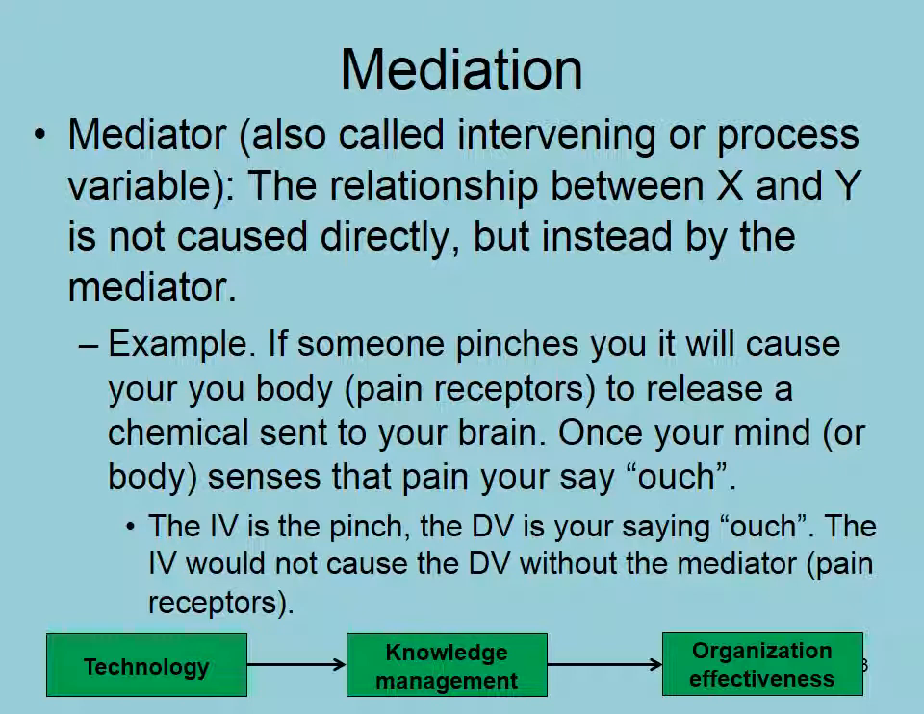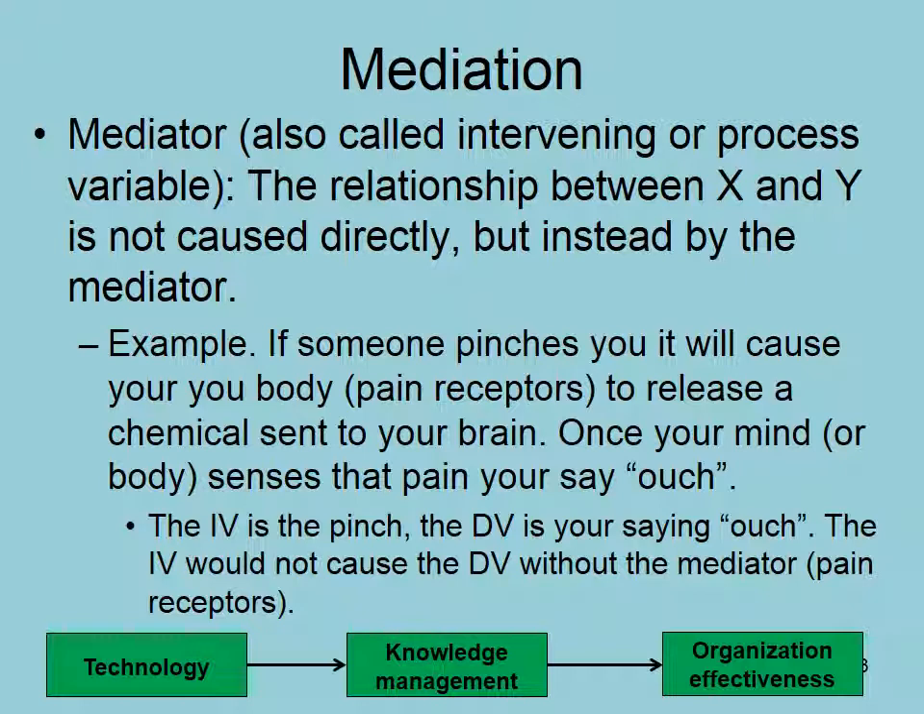Perhaps the most simple example of this would be pain. If someone were to pinch you in the arm, which is going to be your x variable, your response would be to say, ouch. However, this would not occur if chemicals weren't released in your skin, which send a signal to your brain, indicating a response of pain. So again, in this case, feeling pain, having those pain receptors, is really your mediating variable, because you wouldn't say ouch if you didn't have the pain receptors.